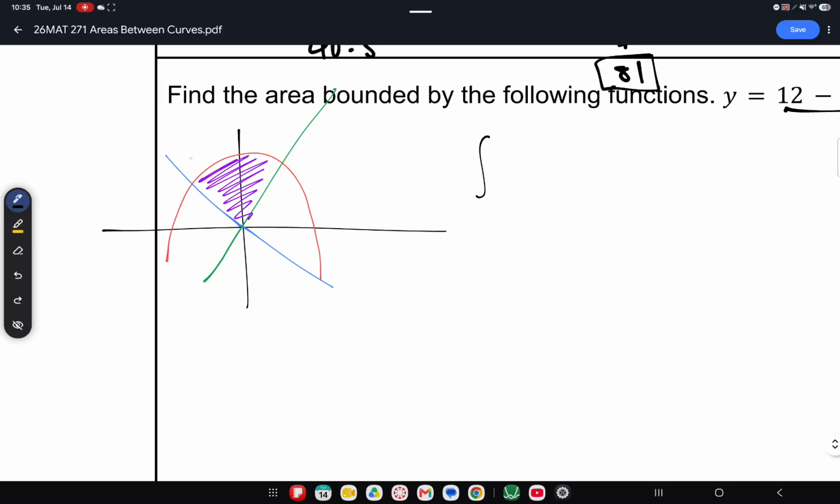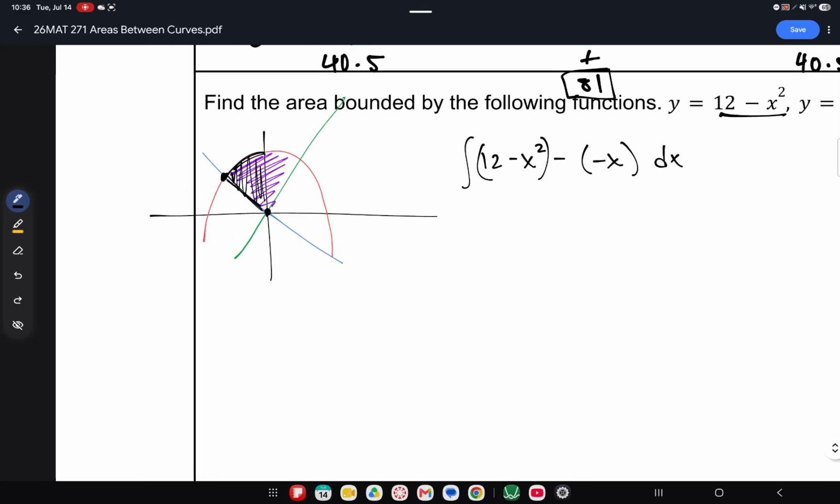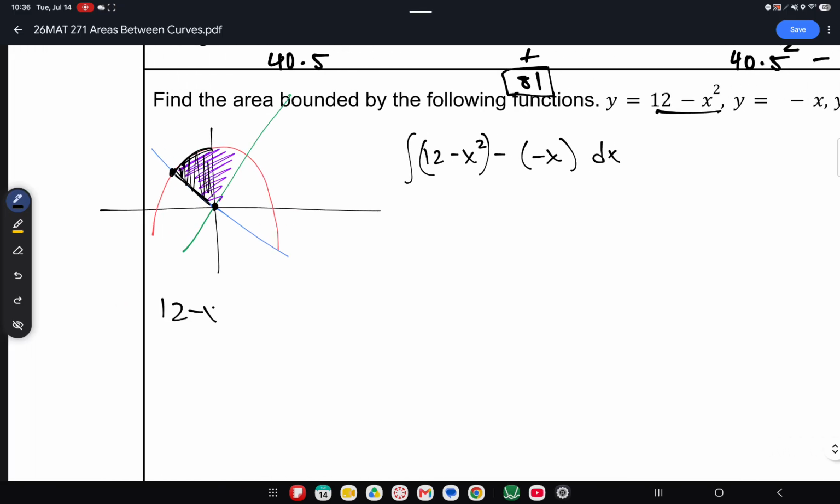This first chunk can go from here to here using top function minus the bottom function. So that would be 12 minus x squared minus the bottom function, which was negative x. And then I can get the bounds. So it's where those two pieces are equal. So 12 minus x squared equals negative x.